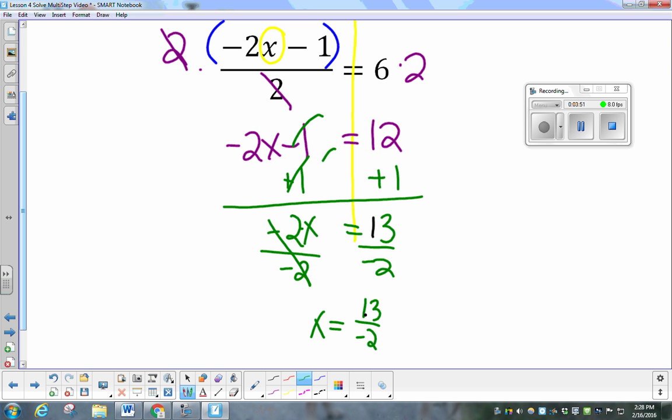Now, I like it to be left as a fraction. If you did want to simplify this into a decimal, you would get negative 6.5. Either of those should work when you plug them back in. So there's your solution.